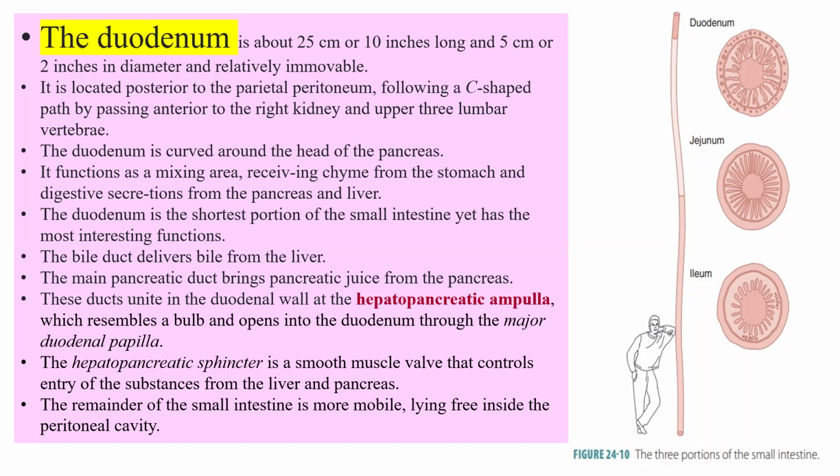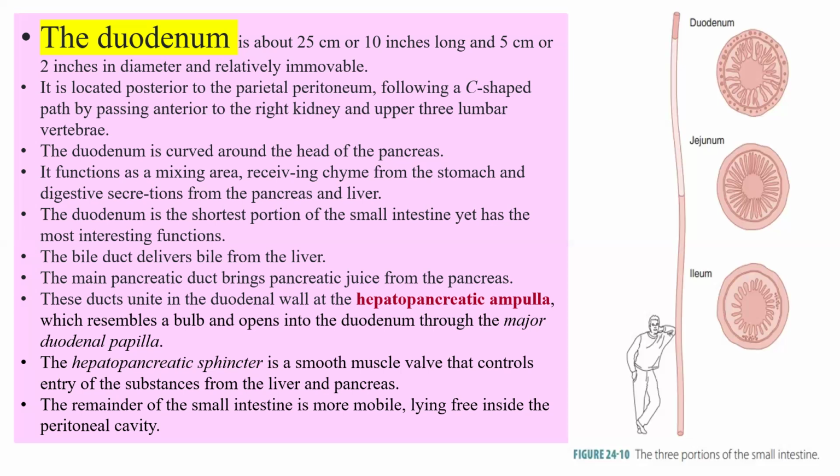The duodenum is curved around the head of the pancreas, looking like a C-shaped structure. It functions as a mixing area, receiving chyme from the stomach and digestive secretions from the pancreas and liver. So the duodenum receives chyme from the stomach and digestive secretions from the pancreas and liver. The duodenum is the shortest portion of the small intestine, yet has the most important and interesting function.